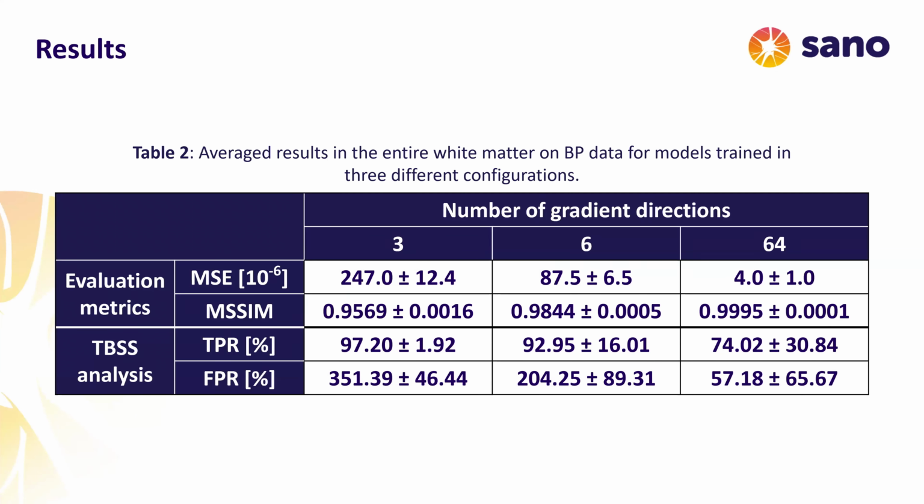The false positive rate for the 3 gradient directions increases dramatically to over 350%. And that basically means that the model is detecting statistically significant differences in areas where there are none of them. And only for the 64 gradient directions, the false positive rate level is reasonable. And these findings highlight important limitations of natural image metrics in medical imaging. They provide a misleading sense of accuracy while hiding the true errors.